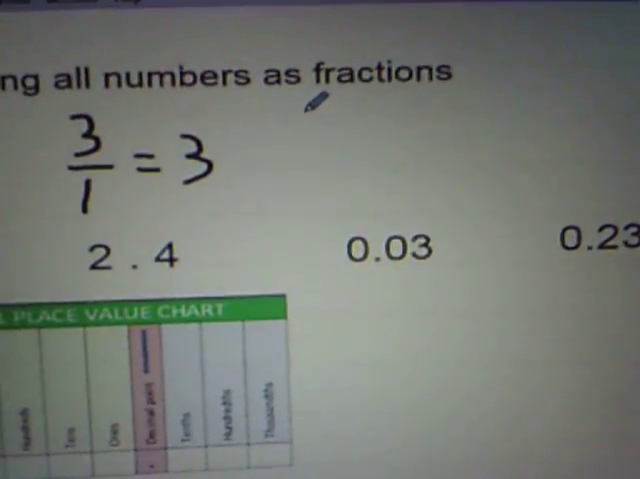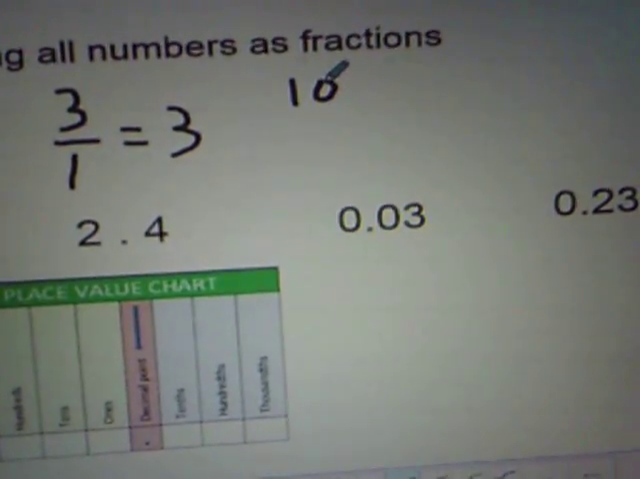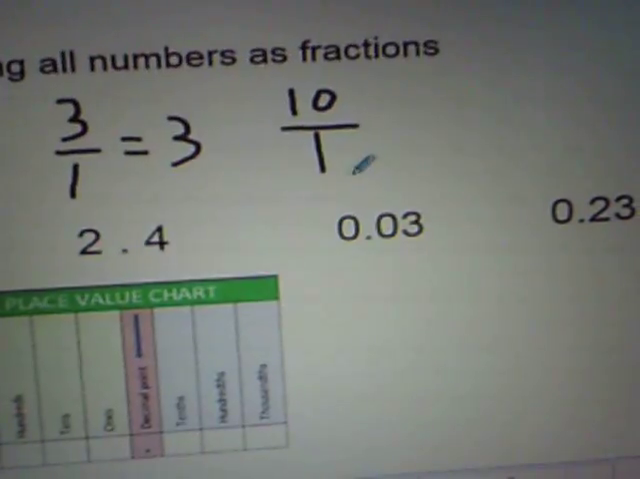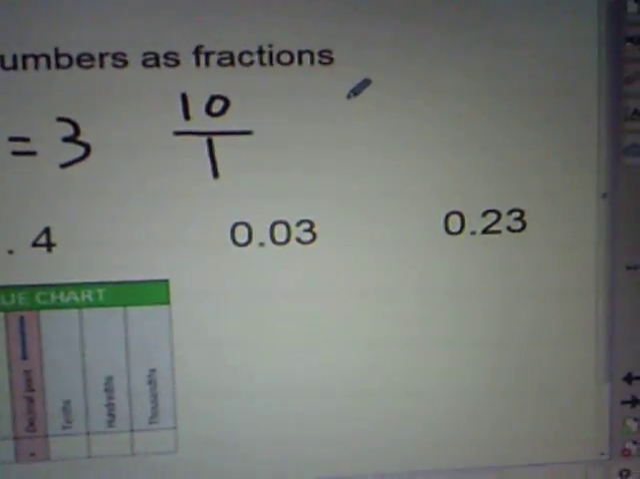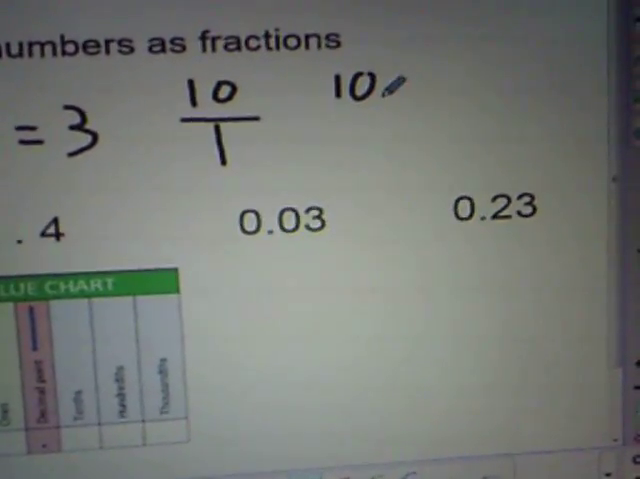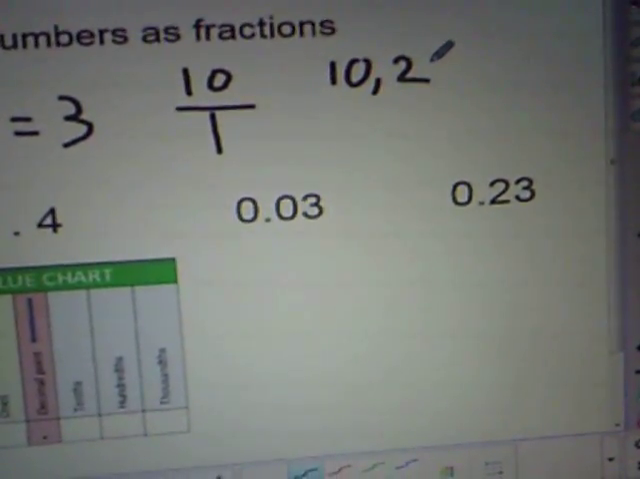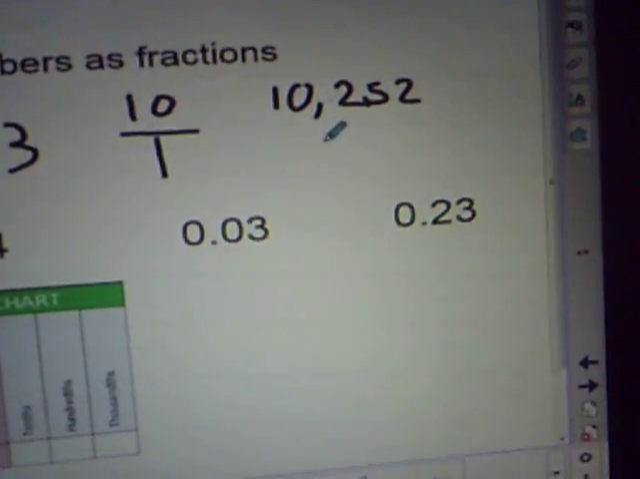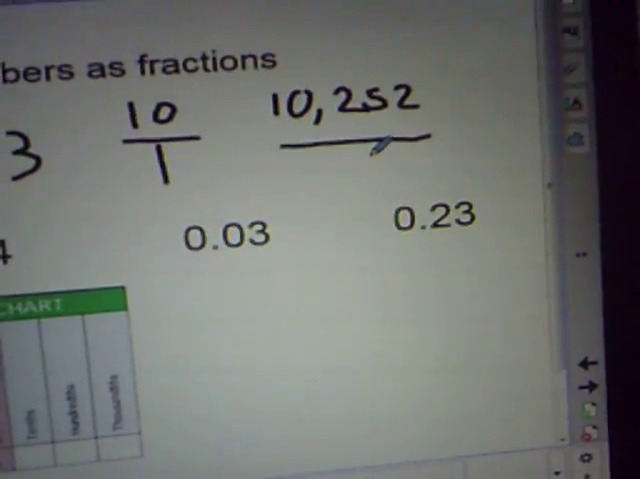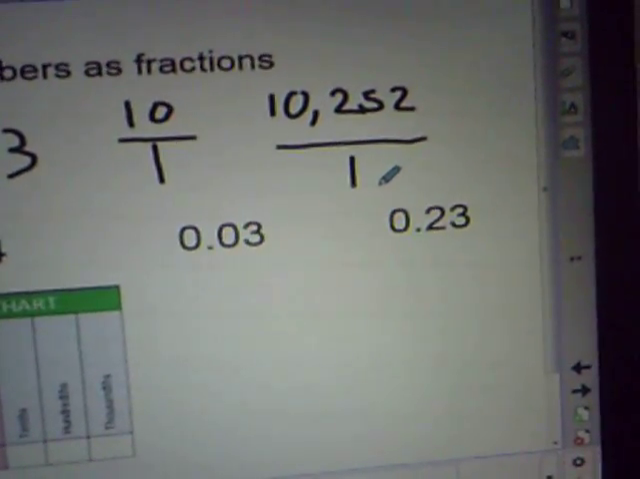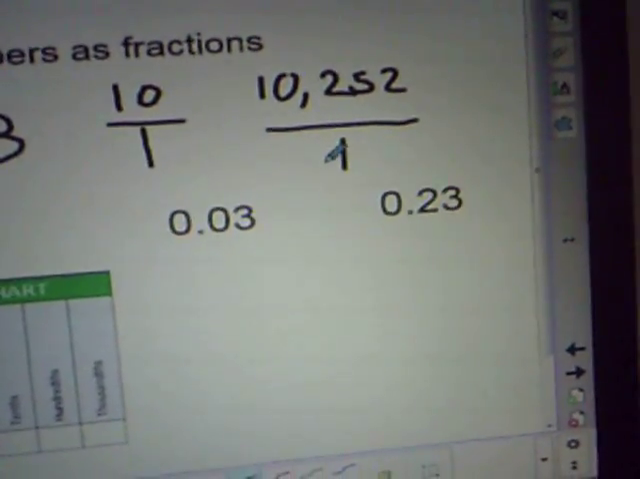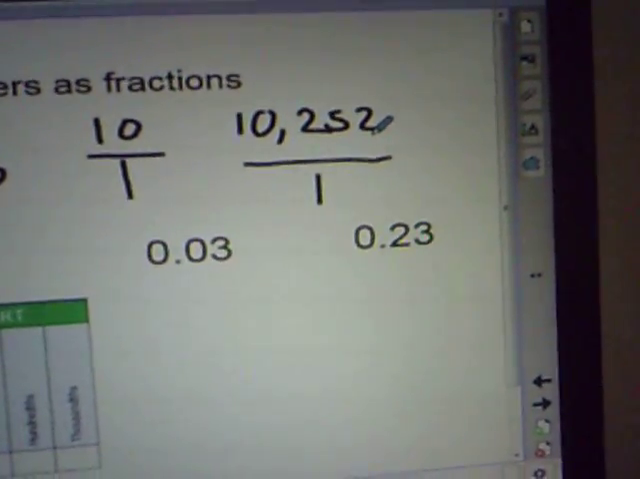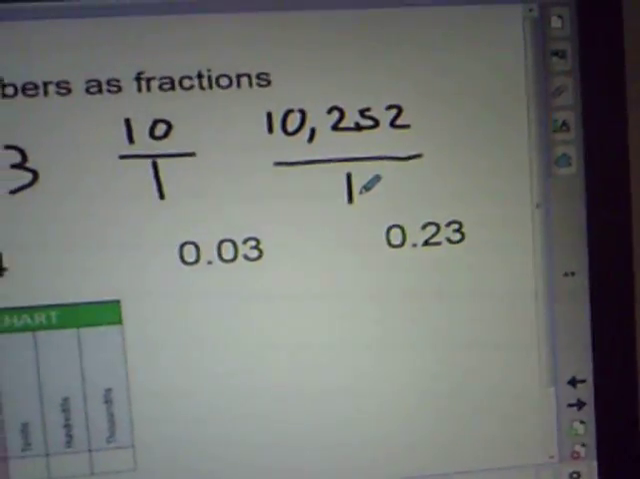You can do this with any whole number, so let's take the number 10. The number 10 in fraction form becomes 10 over 1. Let's take a big number, such as 10,252. Turn it into a fraction by putting a fraction bar and the denominator of 1. 10,252 over 1. Same number, same value, same place on the number line. It's just in fraction form. It just looks a little different.